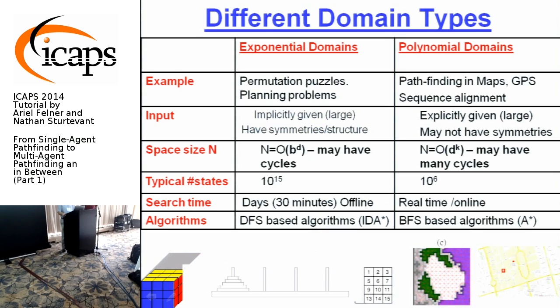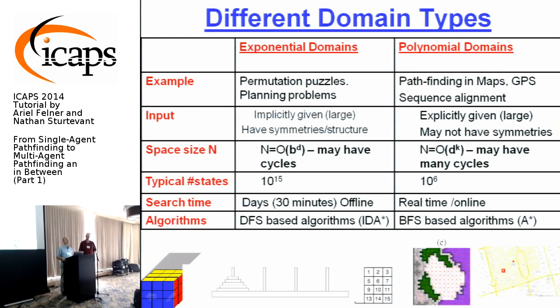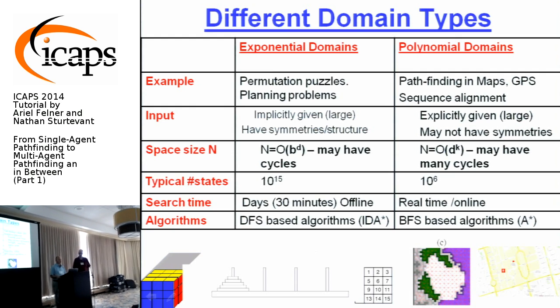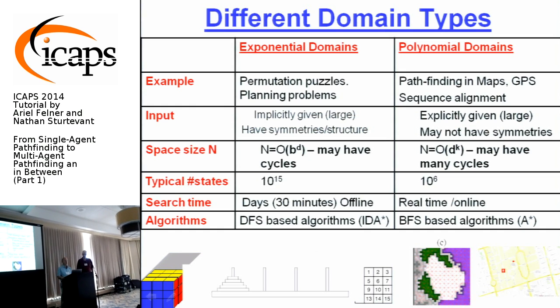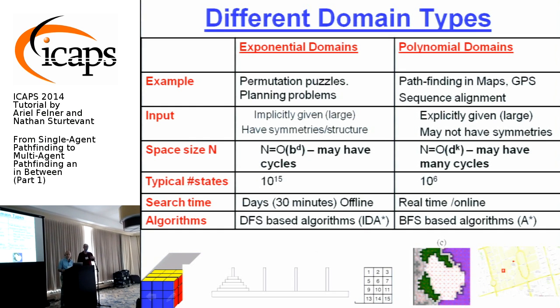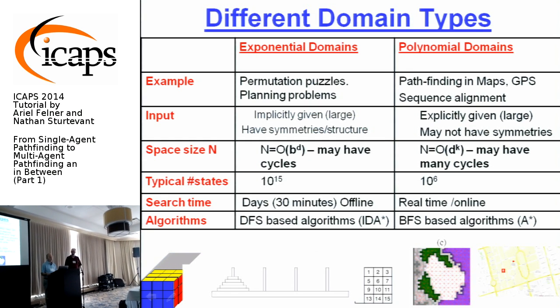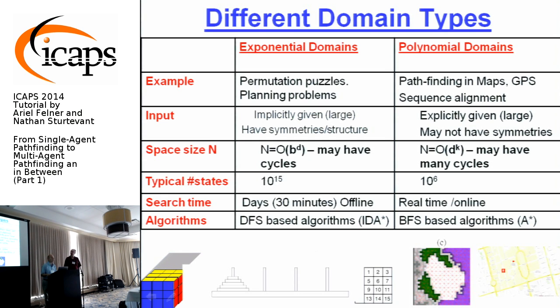Okay, before we even start to talk, we want to make a very important distinction, sometimes overlooked by people, between exponential domains and polynomial domains. As an example, exponential domains: permutation puzzles, most of the planning problems that are used in the planning community are exponential, as opposed to polynomial domains. Examples are pathfinding in maps, GPS, sequence alignment, the robotic arm that Nathan will show later, and many, many more. What's the difference between these two domains?